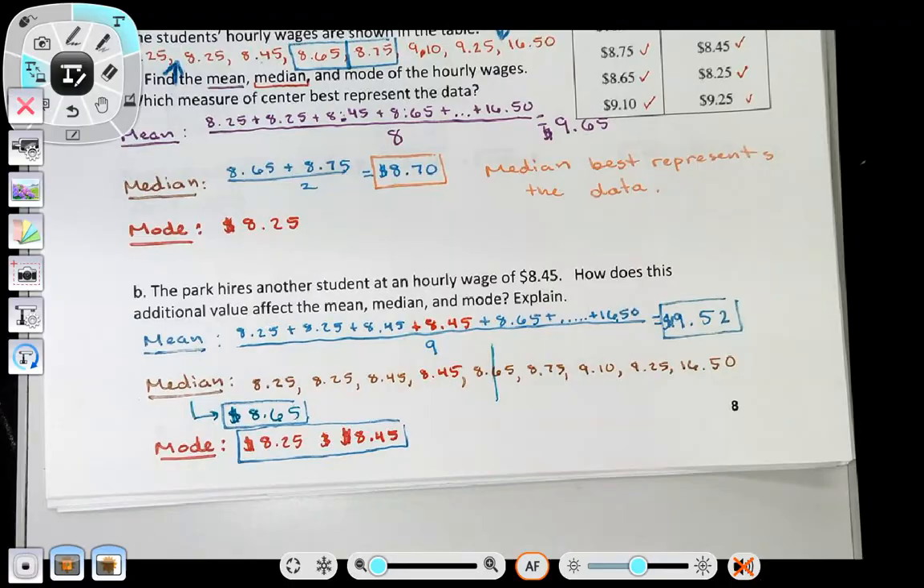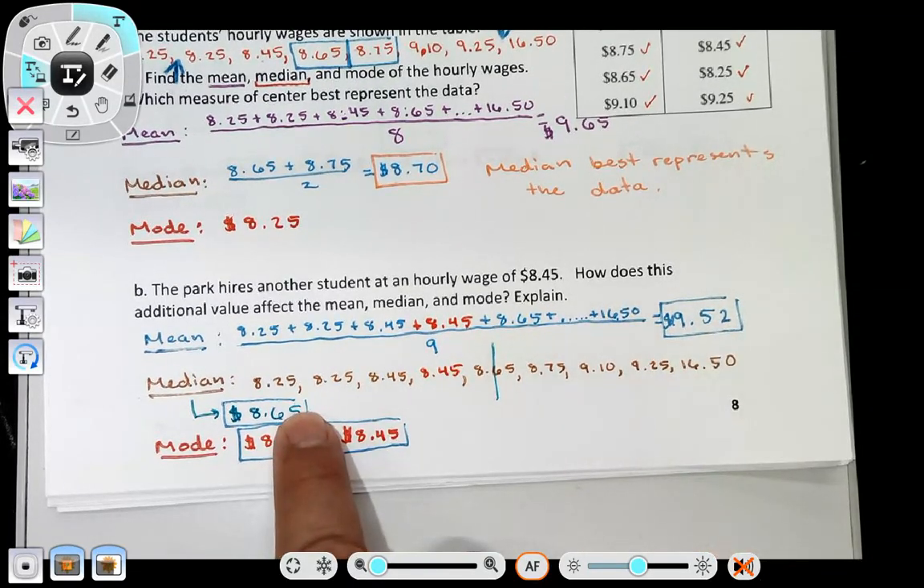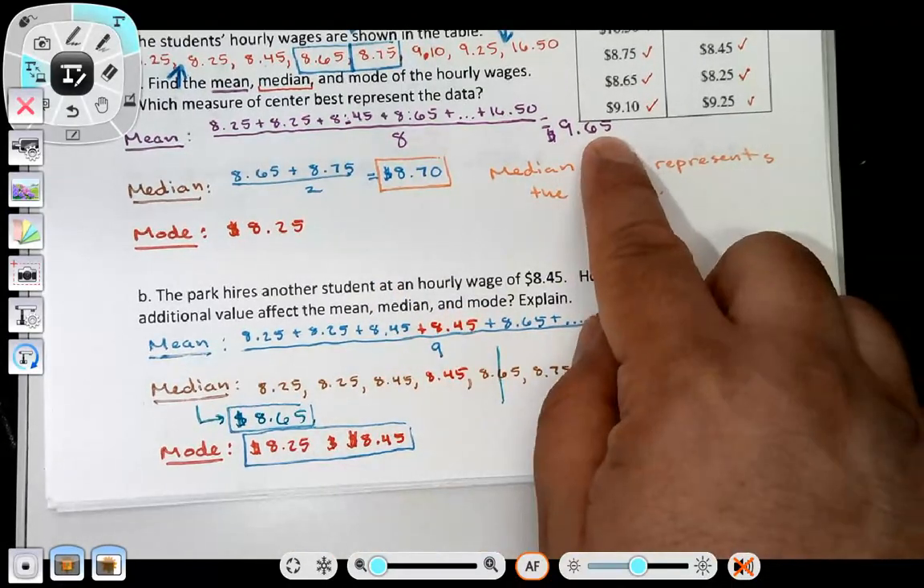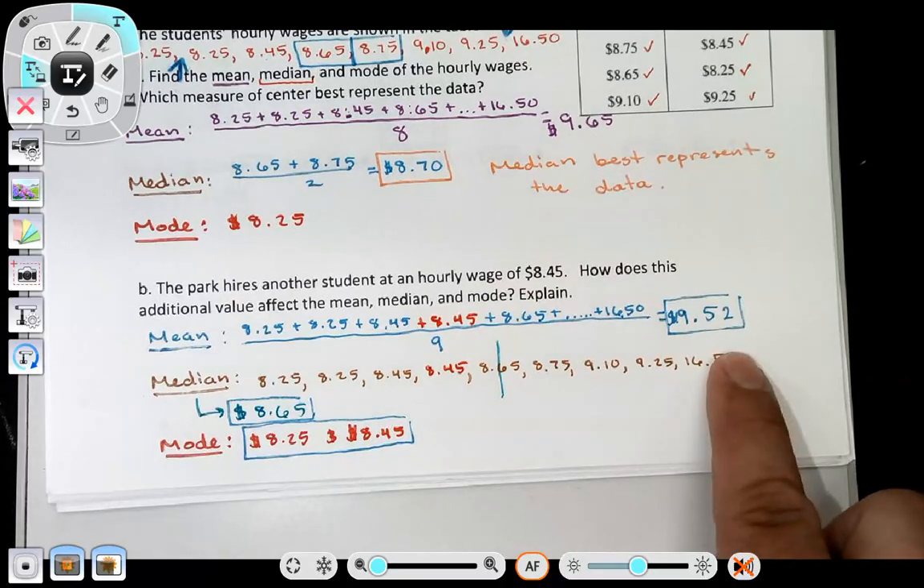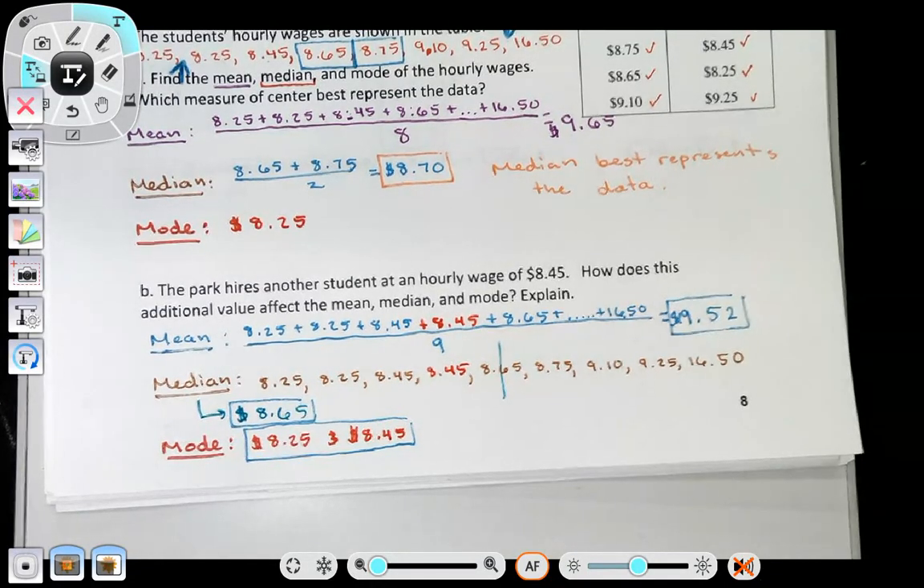But the question was, by adding a number that was a little bit smaller than the median, right? What did it do to my mean, and what did it do to my median? Because look at what it was before. It was 870, and now it's 865. It was 965 for the mean, and now it's 952. So what happened to the numbers? They got smaller, right? They got lower because I put in a lower number. And that's it. That's all we have to mention.